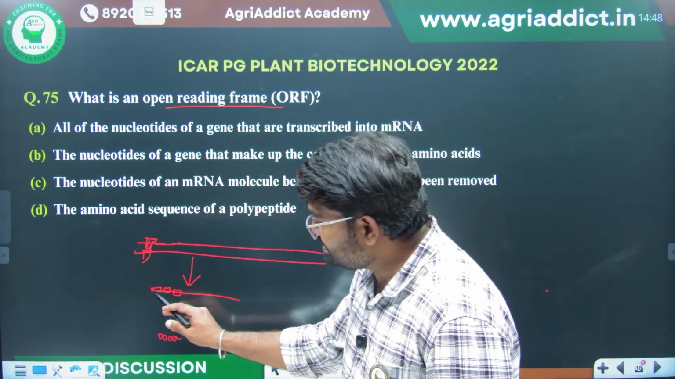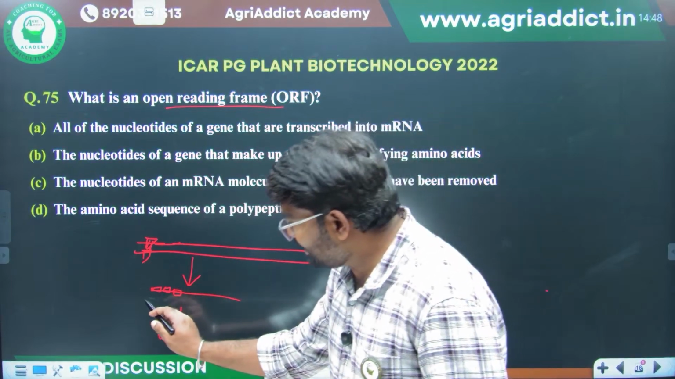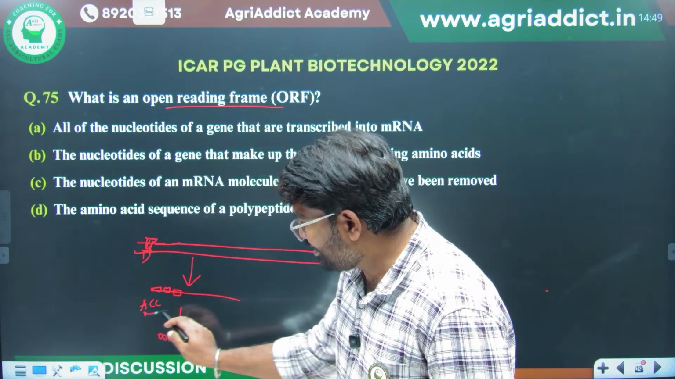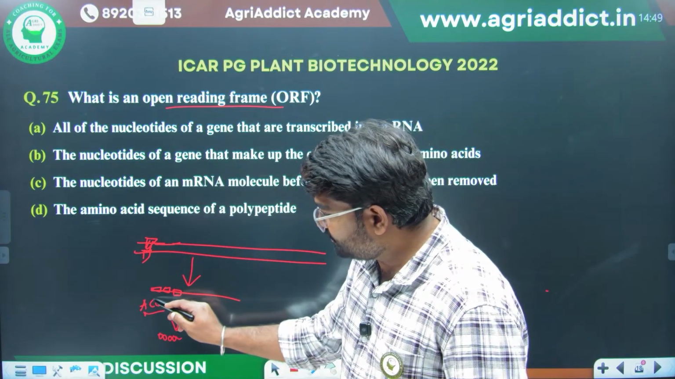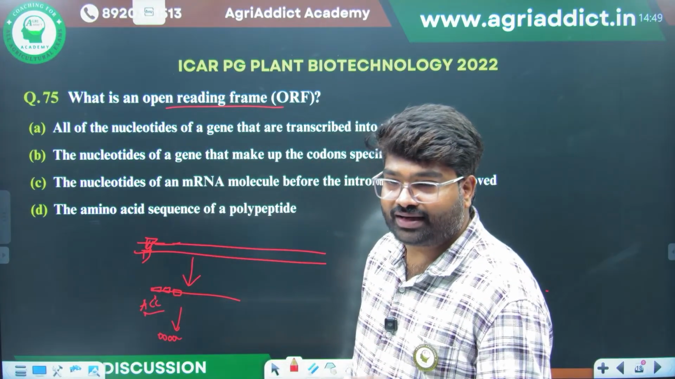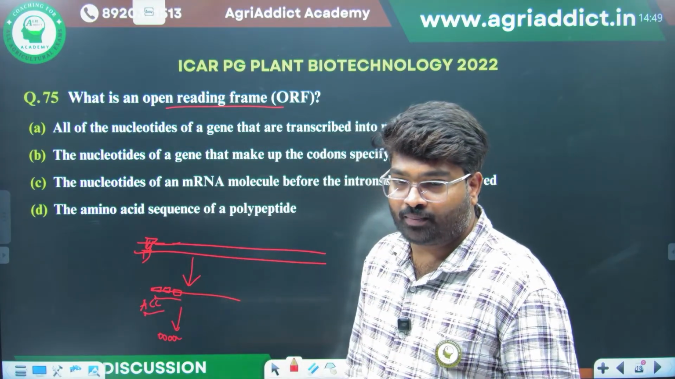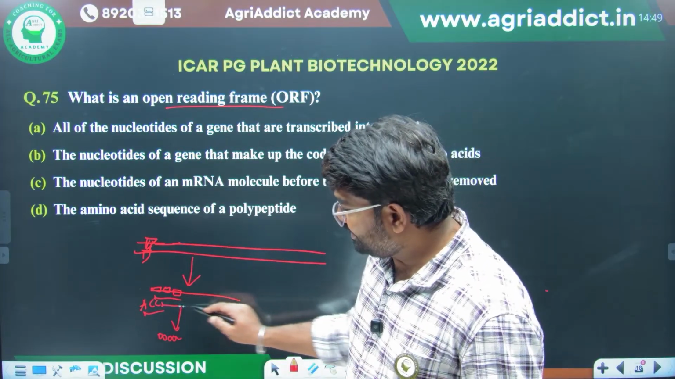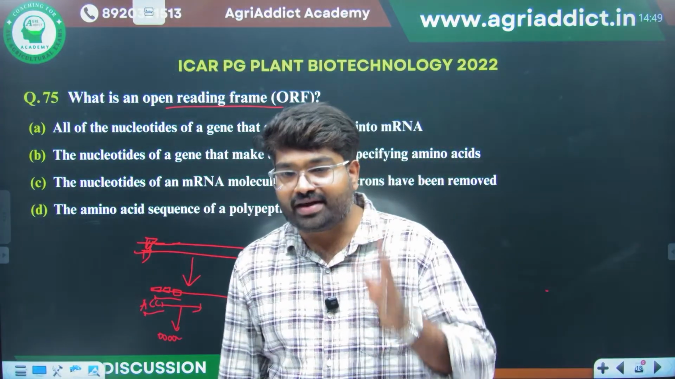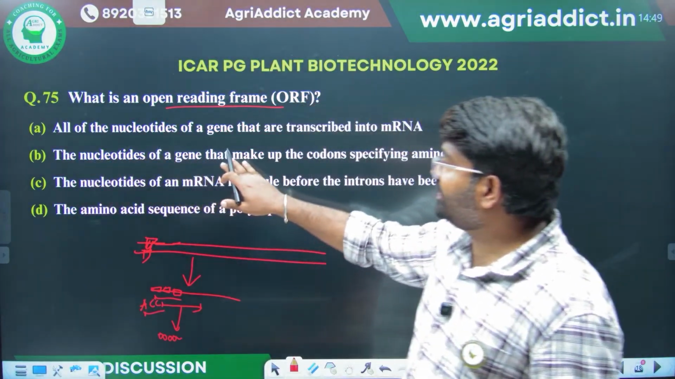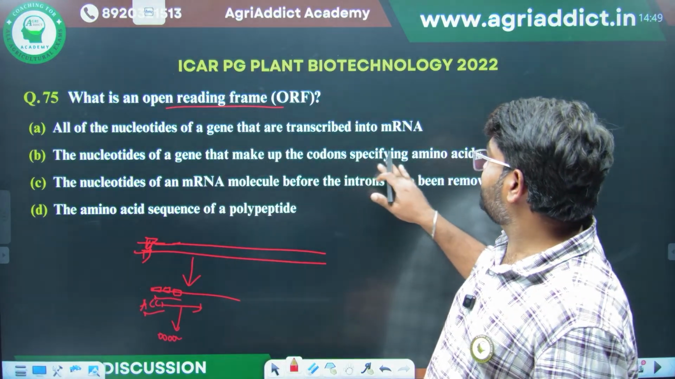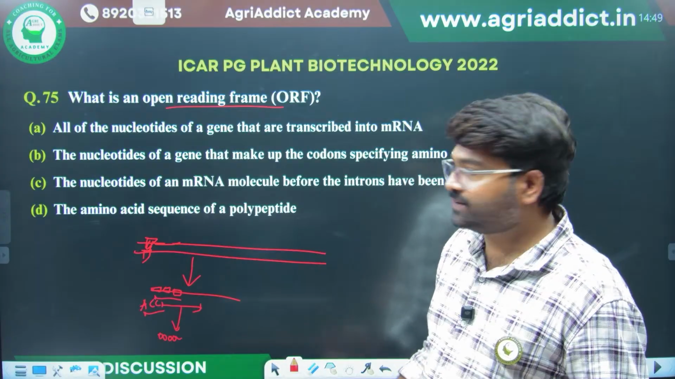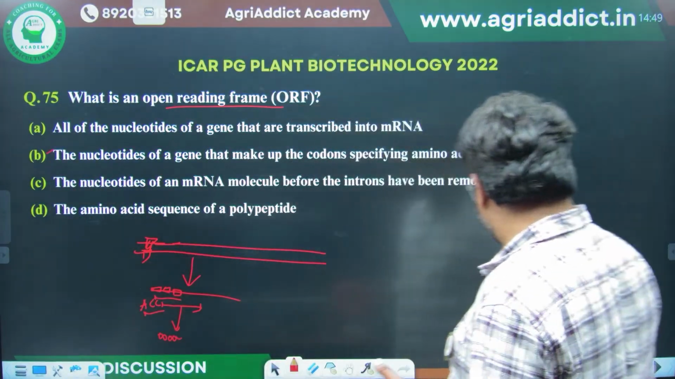There will be different open reading frames. For example, ACC is there. If this started with the first one, one open reading frame will form. If the C is considered as the first nucleotide, a second open reading frame will form. If we consider this third C as the first nucleotide, a different open reading frame will form. So open reading frame means, ultimately, the nucleotides of a gene that make up the codons specifying the amino acids. How it is specifying the amino acid is known as the open reading frame. I hope this is clear for everyone.